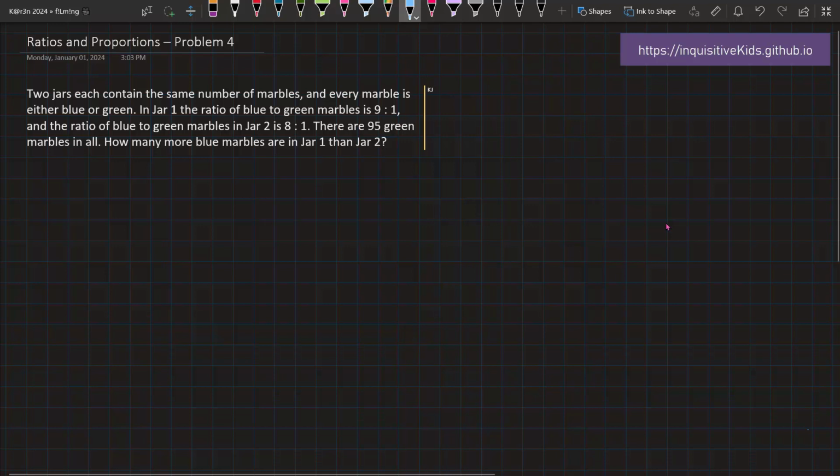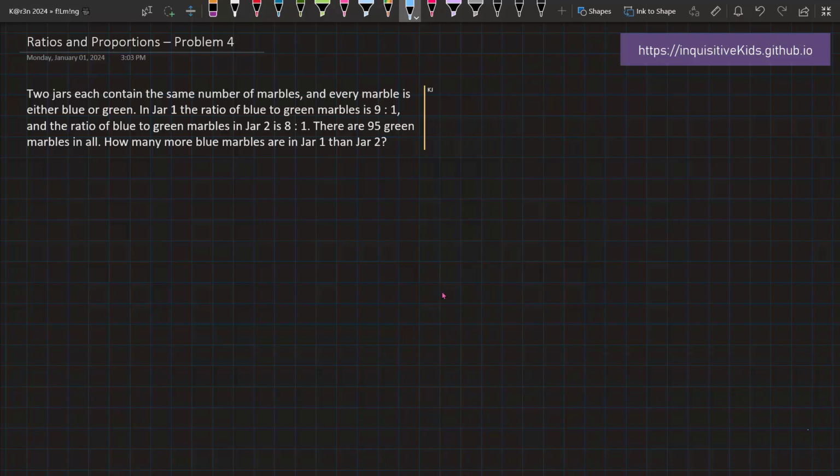Problem 4. Two jars each contain the same number of marbles, and every marble is either blue or green. In jar 1, the ratio of blue to green marbles is 9:1, and the ratio of blue to green marbles in jar 2 is 8:1. There are 95 green marbles in all. How many more blue marbles are in jar 1 than jar 2?